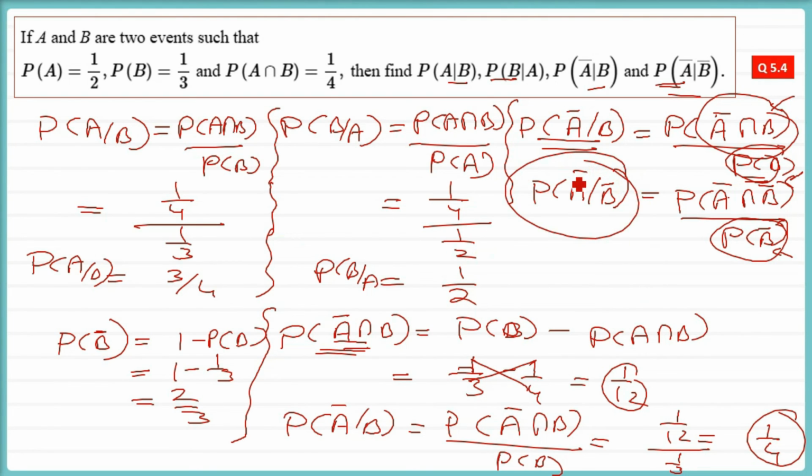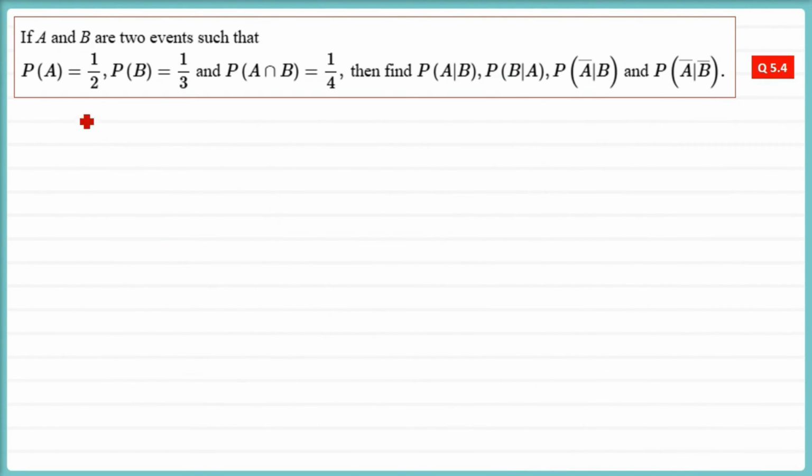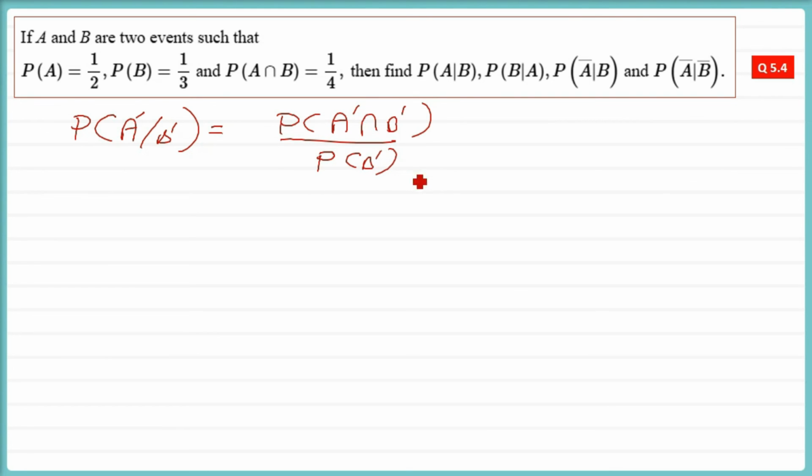Alright. Now coming to the last one. All others are computed: P(A naught by B naught). So P(A naught by B naught) is simply P(A naught intersection B naught) divided by P(B naught). Now P(B naught) we computed, 1 minus P(B), and that was 2 by 3. You already know that. Now coming to P(A naught intersection B naught). I am writing the complement also and the bar also above the letter, that is, both the things are not, or complement.